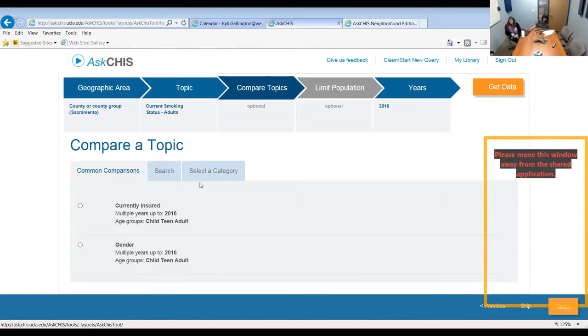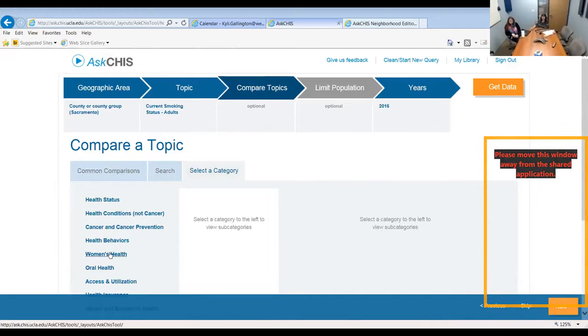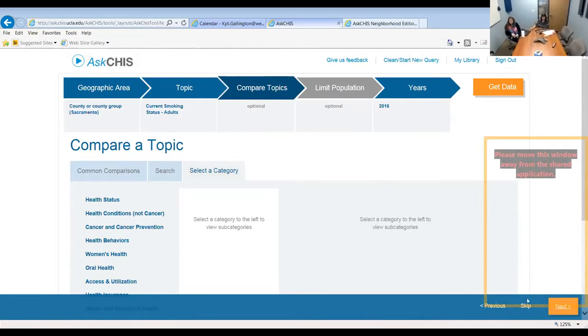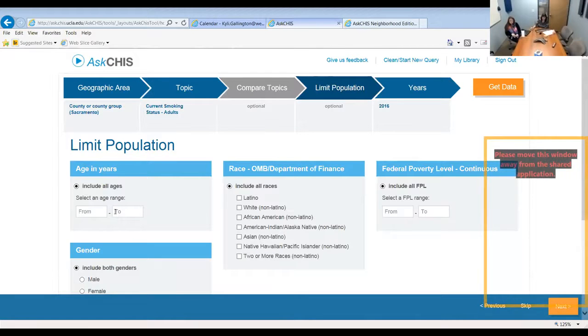I'm going to go on. We can also do a comparison. So I can compare smoking status to whether you have insurance. I can look at it for male or female. I can select any other numbers of categories. So I can do cross tabulations between smoking status and BMI, or smoking status and alcohol consumption. So that's another option. We're not going to do that right now, so that we have a nice simple table.